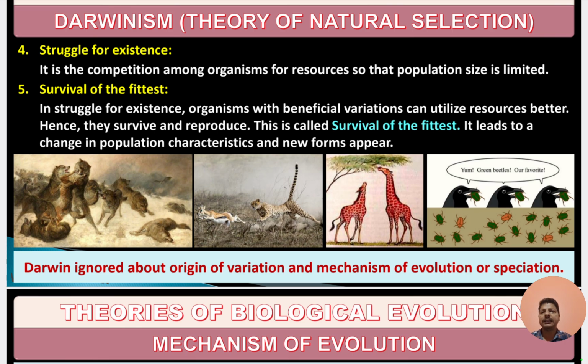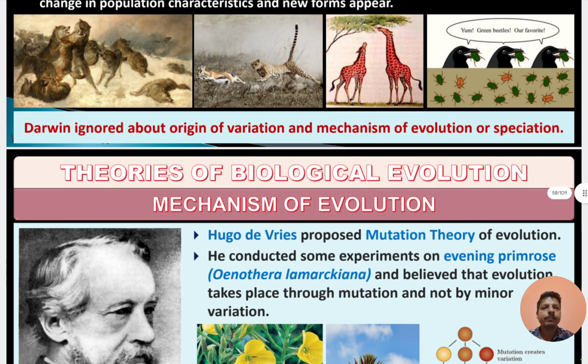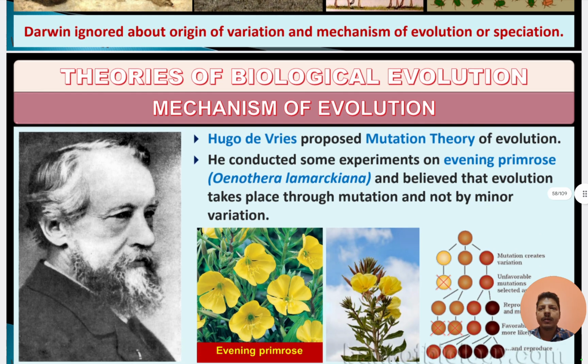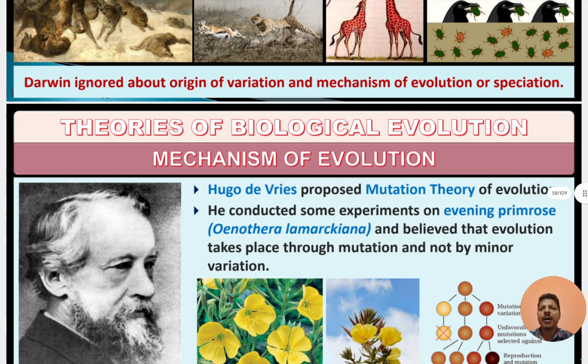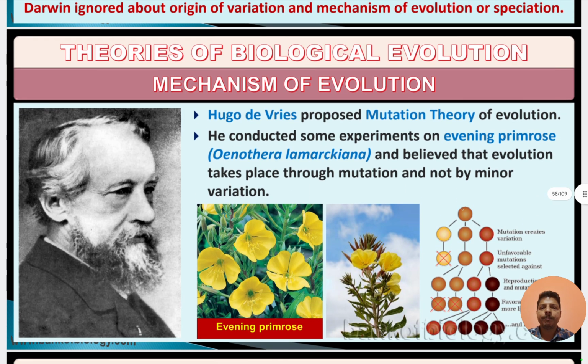In the struggle for existence, organisms with beneficial variations can utilize the resources better. Hence, they survive and reproduce. This is called survival of the fittest. It leads to a change in population characteristics and new forms appear. Darwin ignored the origin of variation and the mechanism of evolution or speciation.